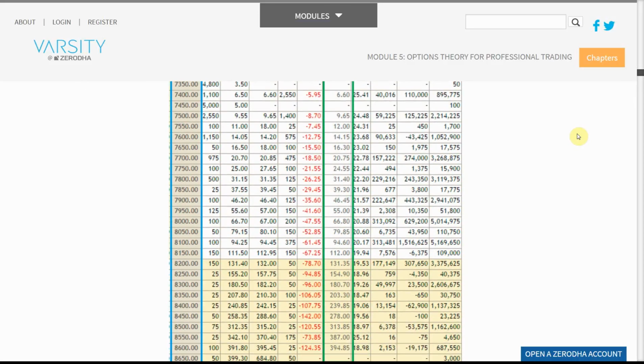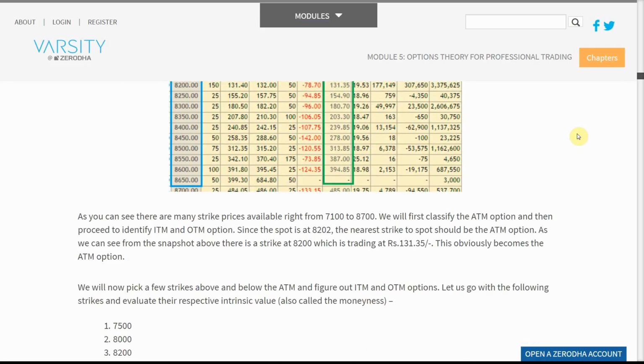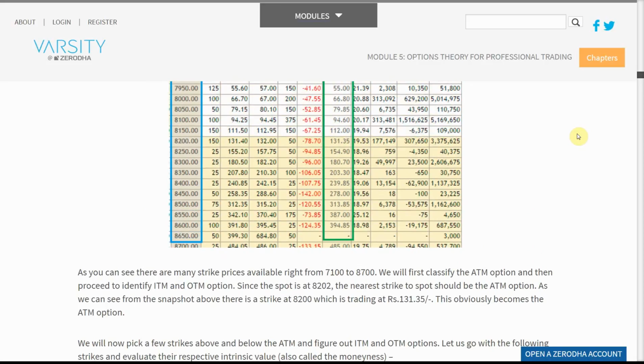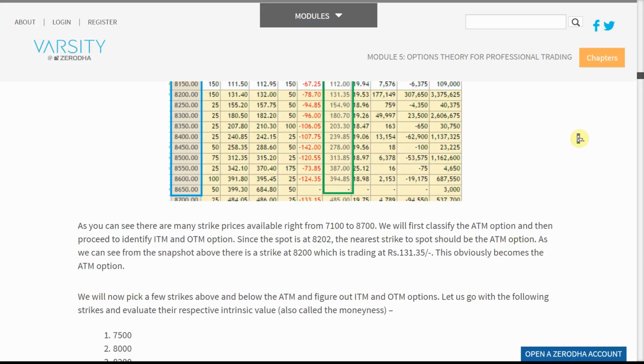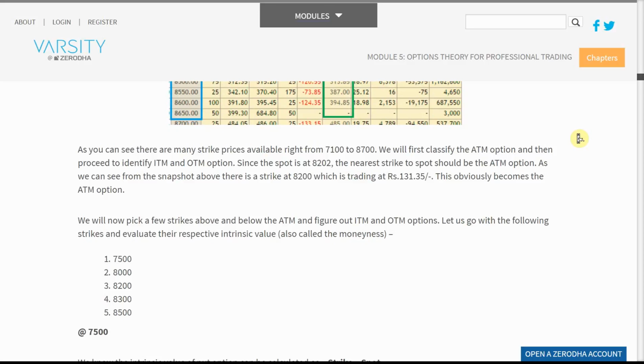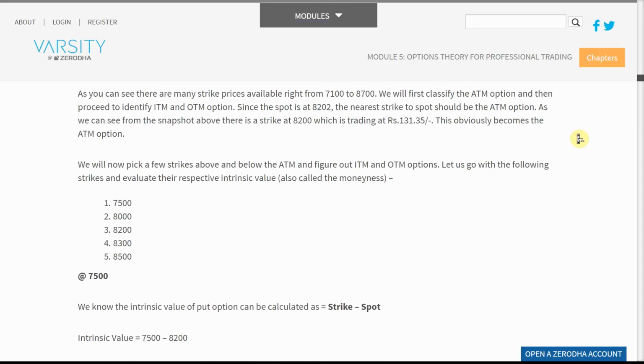We will first classify the ATM option and then proceed to identify ITM and OTM options. Since the spot is at 8,202, the nearest strike to spot should be the ATM option. As we can see from the snapshot above, there is a strike at 8,200 which is trading at 131 rupees and 35 paise. This obviously becomes the ATM option. We will now pick a few strikes above and below the ATM and figure out ITM and OTM options.